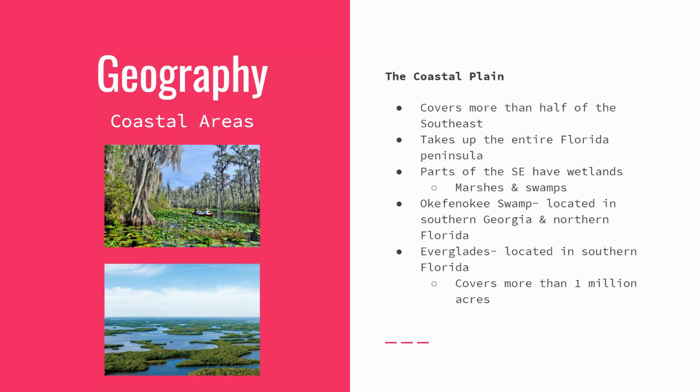Other parts of the Southeast region have wetlands. Marshes and swamps are the two types of wetlands that you can find in the Southeast. The top picture on the slide is of Okefenokee Swamp. It is one of the largest swamps in the U.S. The bottom picture on the slide is of the Everglades. The Everglades are in southern Florida. They cover more than 1 million acres of land.